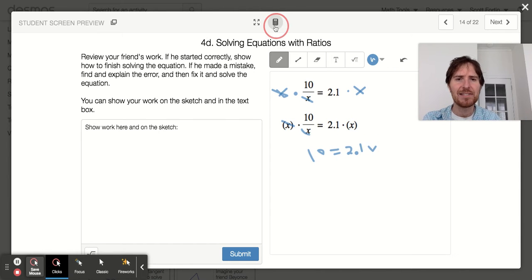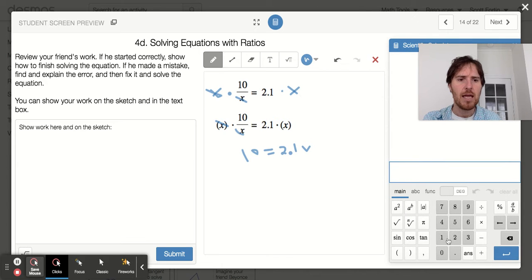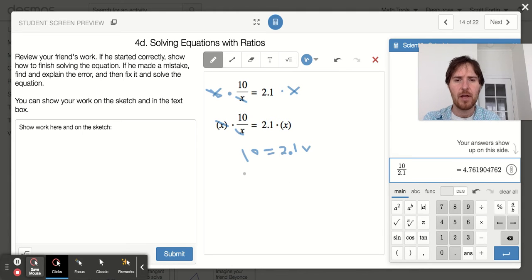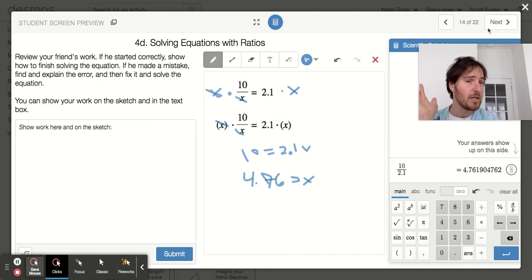I got to go to my trusty calculator right here and figure that out, right? Divide by 2.1, and I got 4.76, okay? So 4.76 roughly equal to x, okay? And we're good to go there. All right, let's keep going.